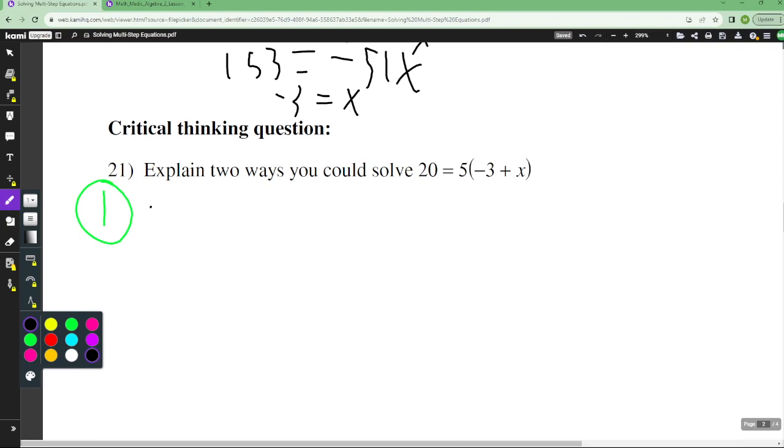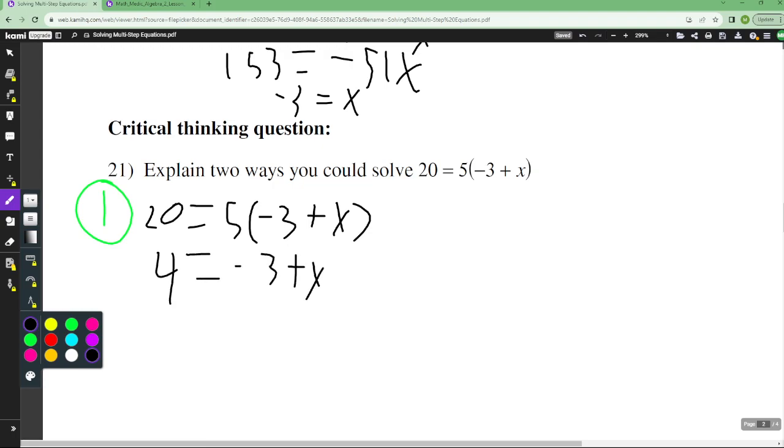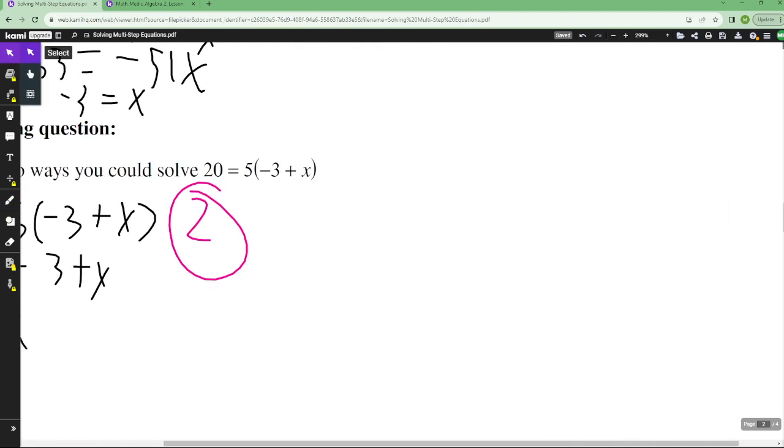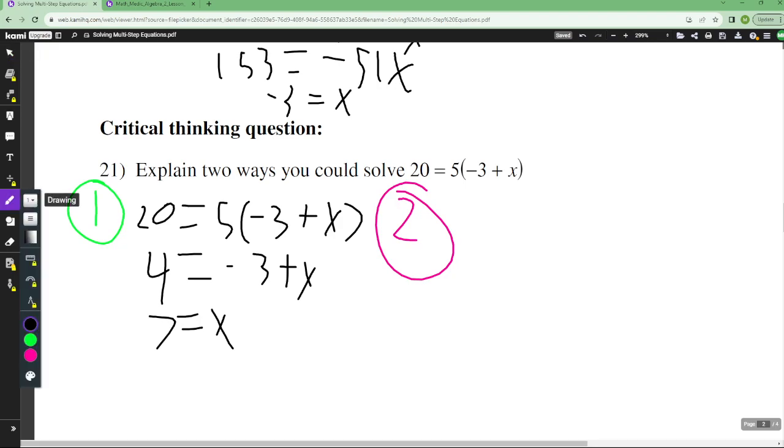Number 1, 20 equals 5 times the quantity negative 3 plus x. We can divide, so we have 4 equals negative 3 plus x. Add 3 to both sides, we get 7 equals x. So we can also just write divide here.